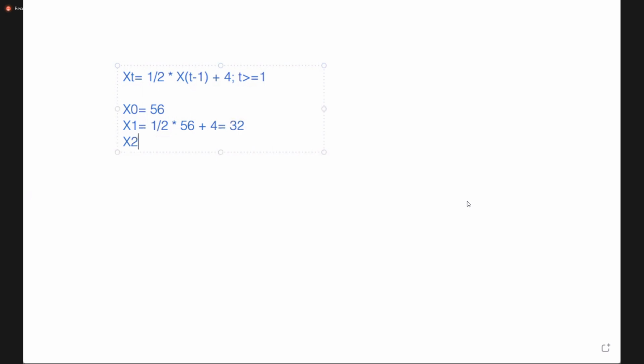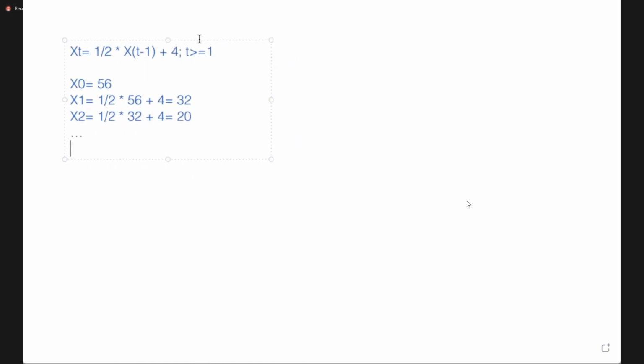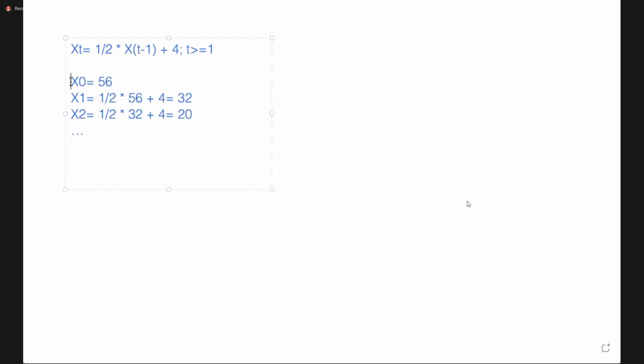Next term in line, x_2, will be calculated exactly the same, following the same pattern. So 1 divided by 2 multiplied by x_{t-1}. This one, 2 minus 1, should be x_1. Therefore, it's 32 plus 4. This is 16 plus 4, which is 20, and so on. This is how we're going to calculate all of them until x_7. Okay, this is part A of the exercise. I'm going to write here A.